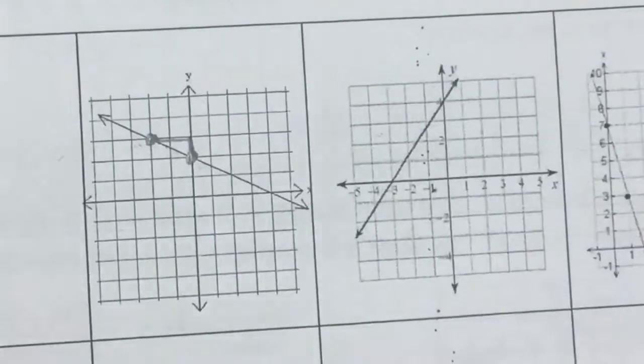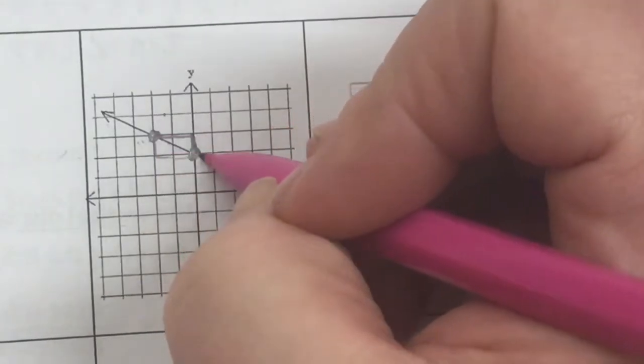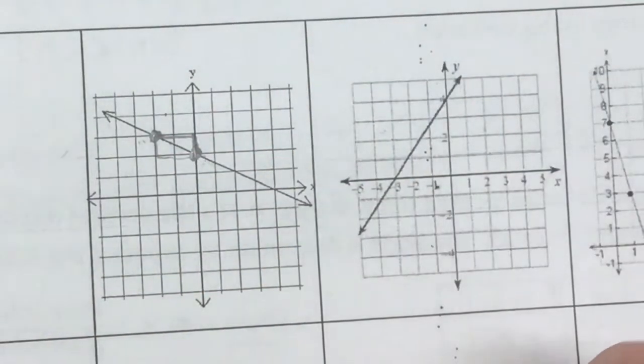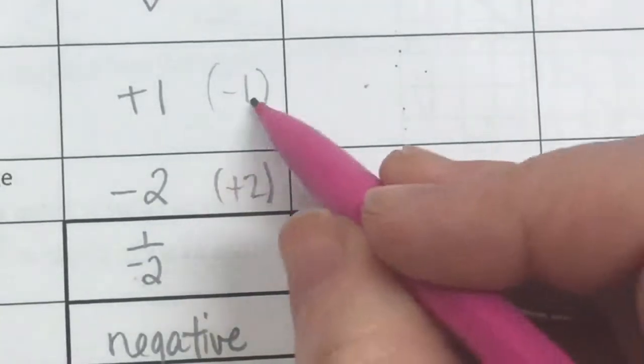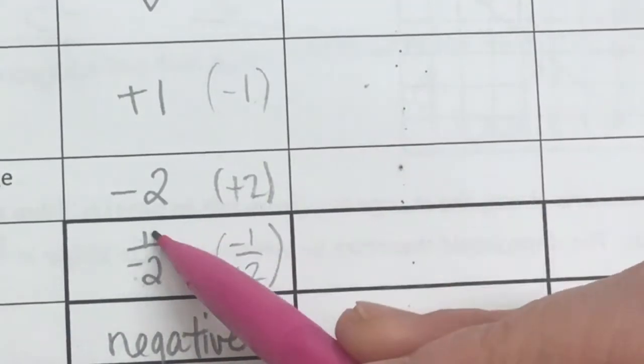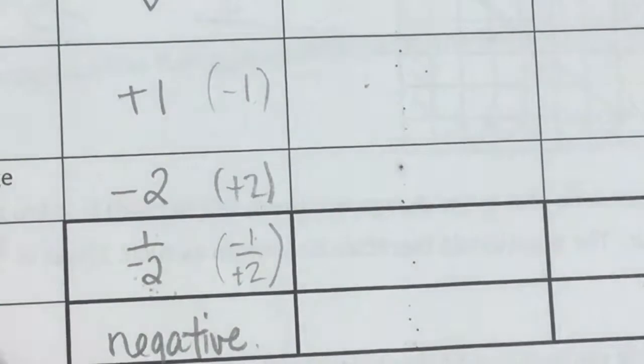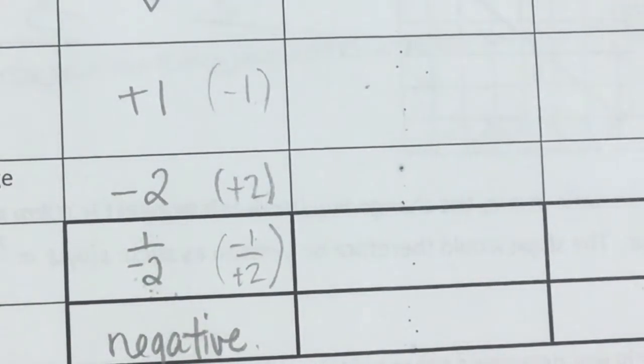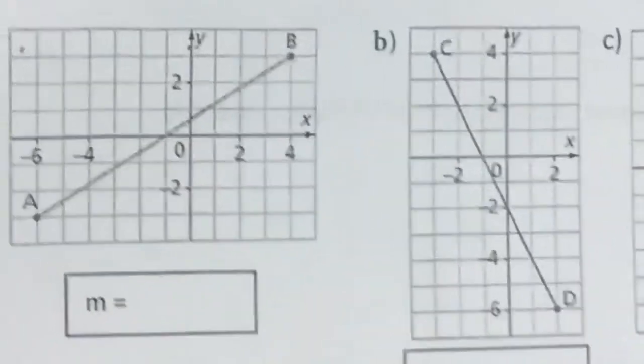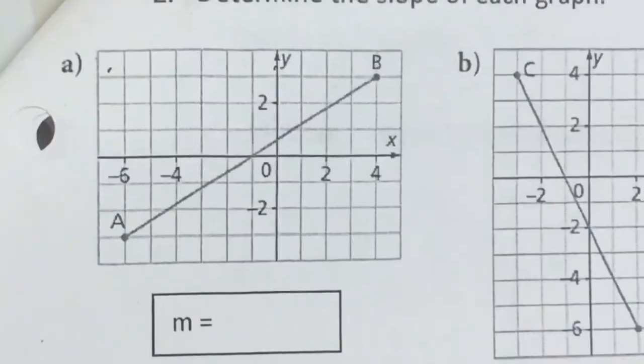I could have decided to go down and forward if I wanted to. That would have given me a -1 and a +2, but you would have seen that it gives the same fraction, because 1 over -2 and -1 over +2 are exactly the same fraction, okay? All right, so you can pause and do these 2 and then come back and look at the next example.